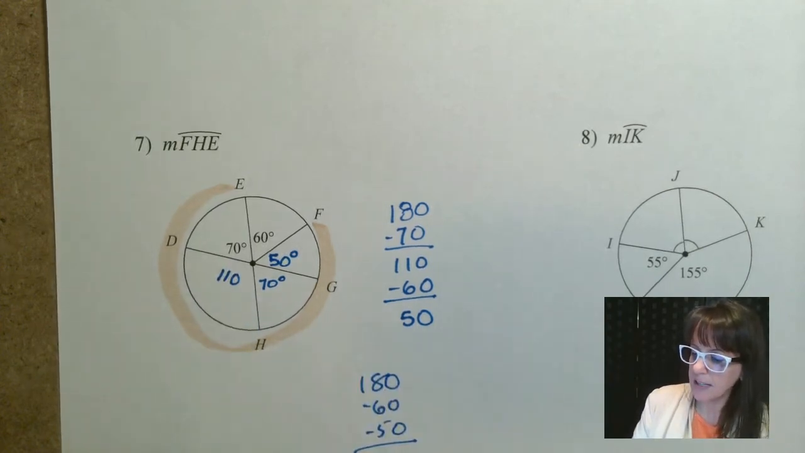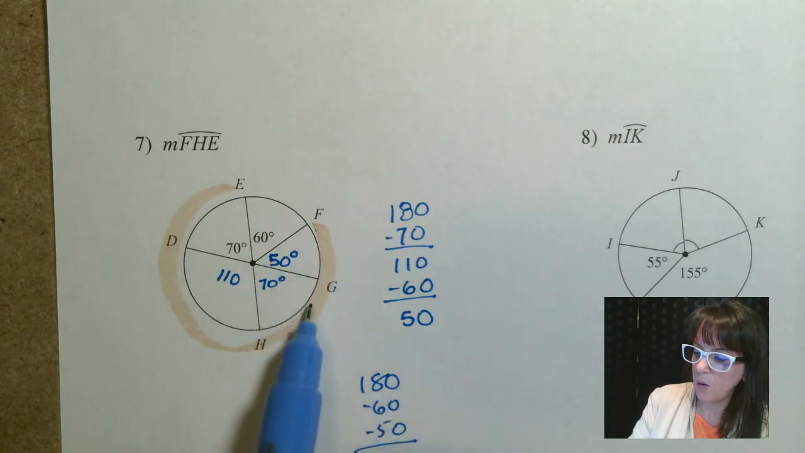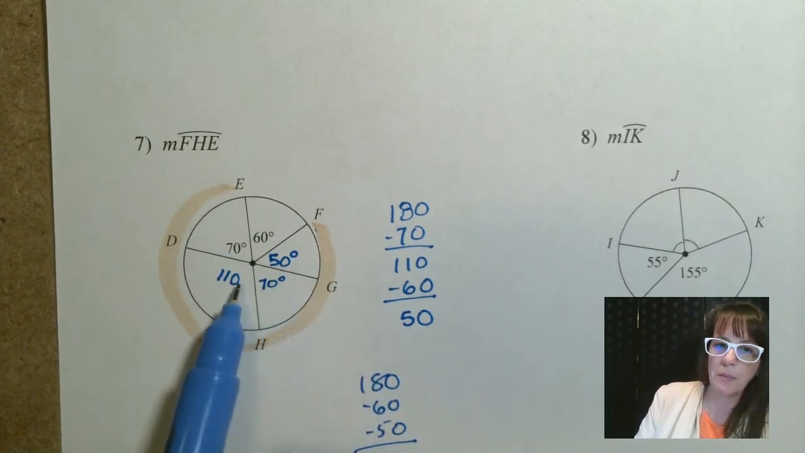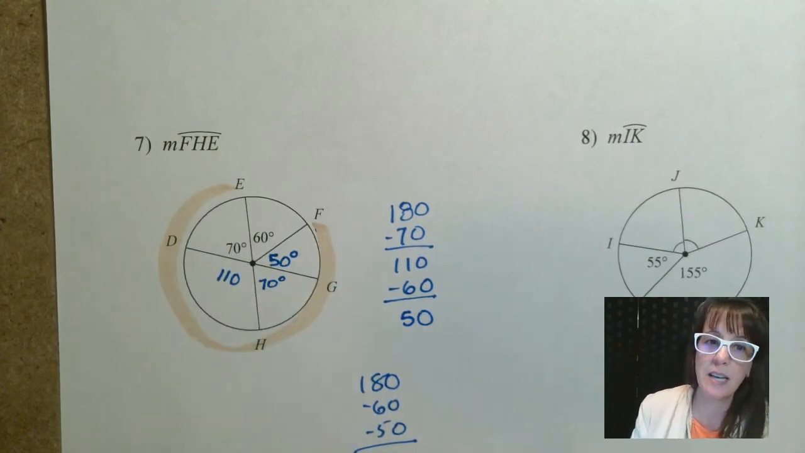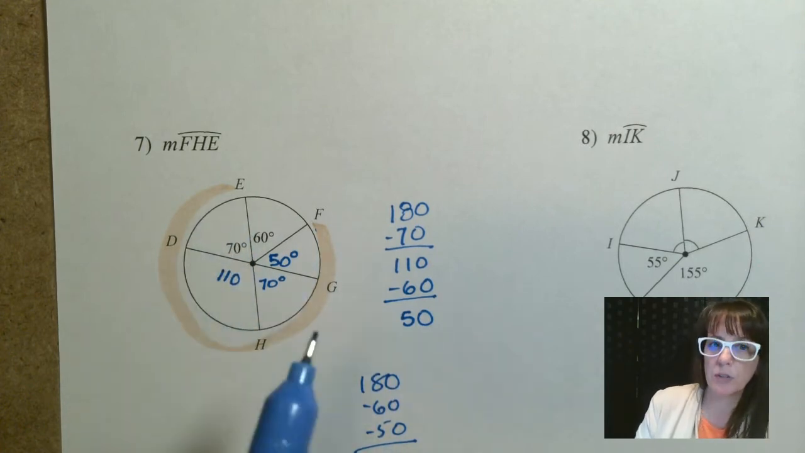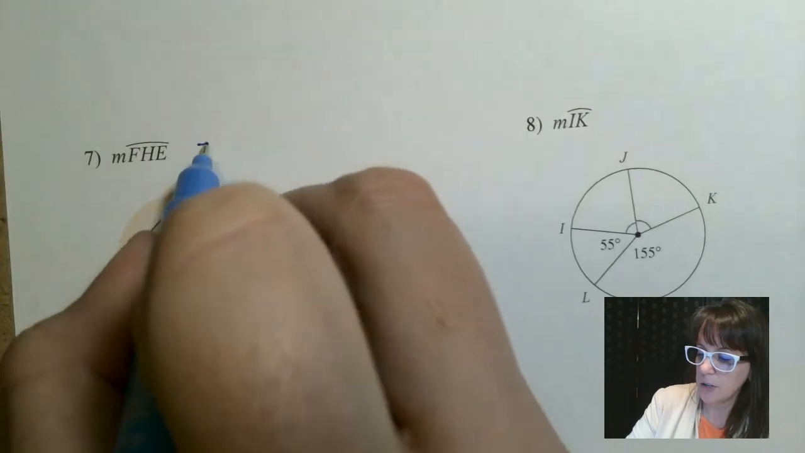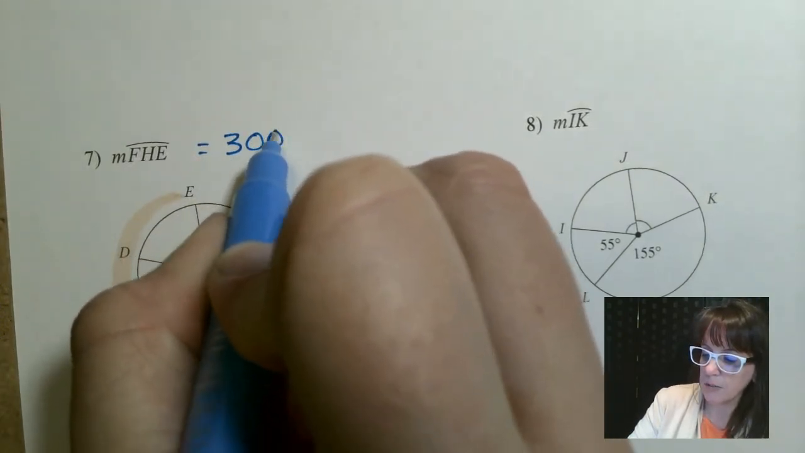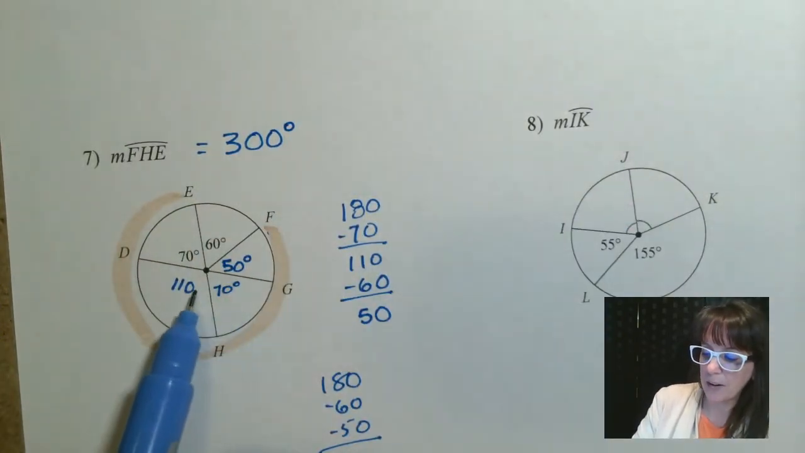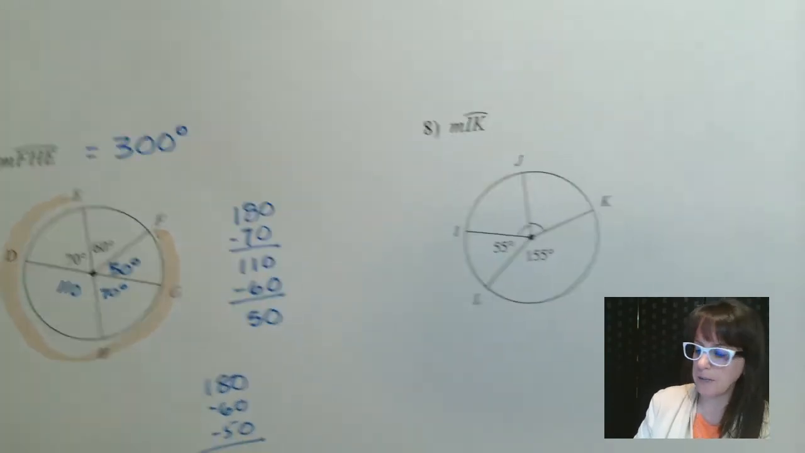Now, the question's asking us, what is this whole arc? We actually didn't need to go through that process of finding those, but I wanted you to see how that works, because we know a whole circle is 360 and we're excluding this 60 here. So if you exclude the 60, you're just left with 300. Sure enough, if you add all these up, you would also get 300.